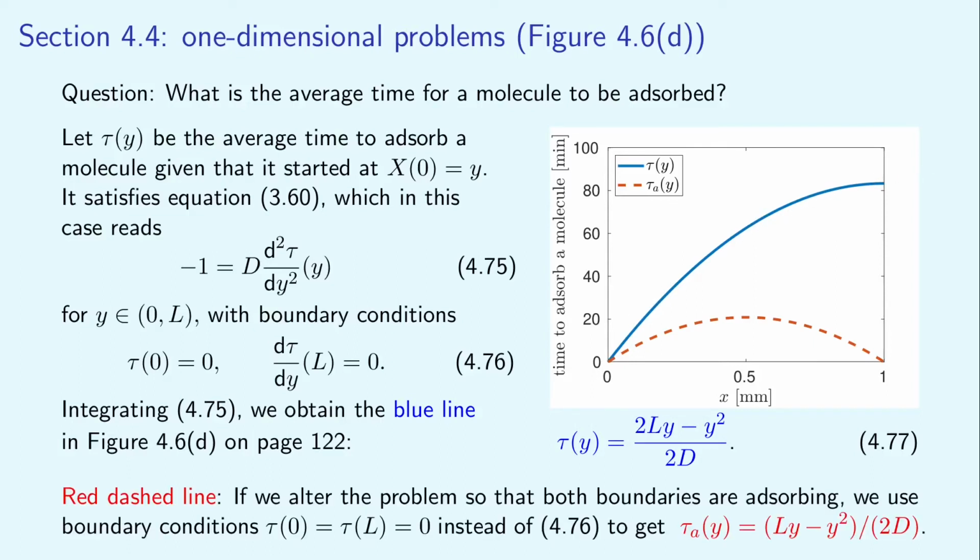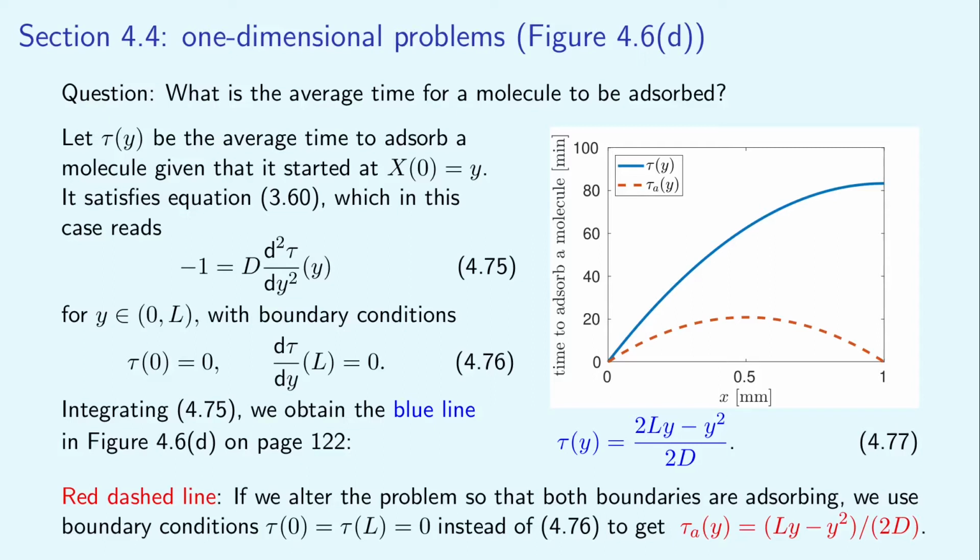There is also another line in this figure, this red dashed line, which corresponds to a slightly modified problem, where both boundaries are adsorbing. So we use boundary conditions tau at 0 and tau at L is equal to 0, instead of boundary conditions for 476, to obtain tau as this quadratic function of y. In summary, questions about the average time for adsorption are easy to answer by applying the theory which we learned in chapter 3.